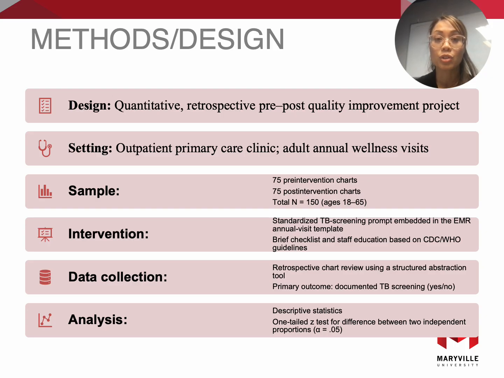Data were collected via structured chart review, and the primary outcome was simple and binary: whether TB screening was documented, yes or no. Descriptive statistics summarized the sample, and a one-tailed z-test for the difference between two independent proportions was used to determine whether the change in documentation rates from pre to post was statistically significant. This combination of design and methods directly answered the inquiry: did the EHR-embedded protocol improve TB screening documentation?